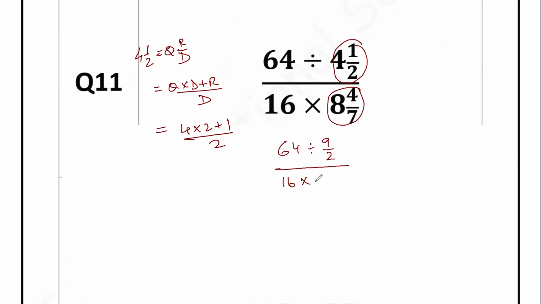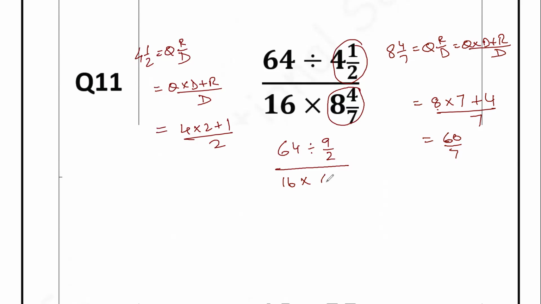And this is 16 into 8 4 7. That is 8 into 7 plus 4 upon 7. So that is 56. 8 7s are 56, plus 4, 60 upon 7. So 60 upon 7. Now we simplify it.